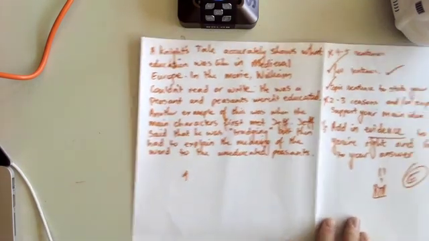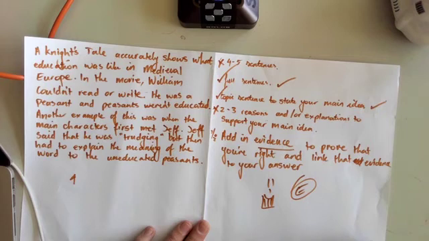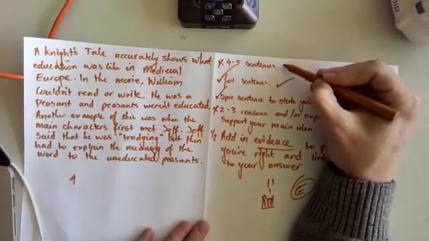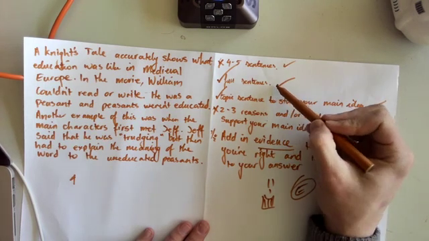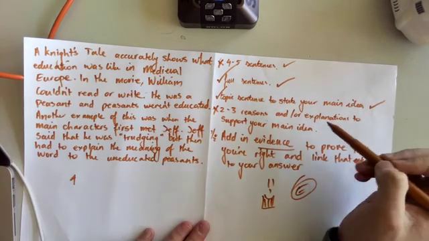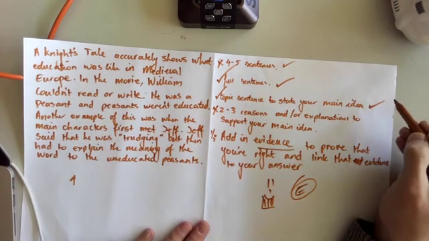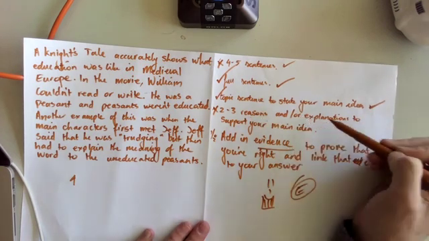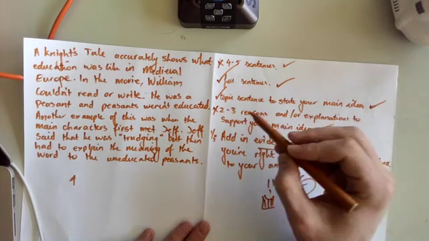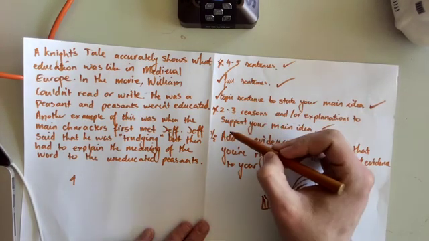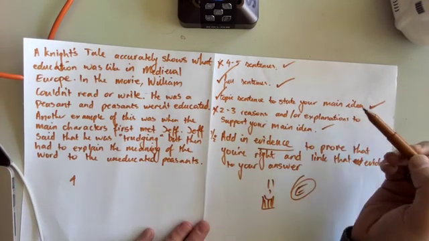So, coming back over to our little checklist, have I written 4 to 5 sentences? Yes. I haven't waffled on. Have I written in full sentences? Yes. Have I given a topic sentence to state my main idea? Yes. Have I given 2 to 3 reasons or explanations to support my main idea? Yes. Now, I only used 2 reasons, but I explained them very well.